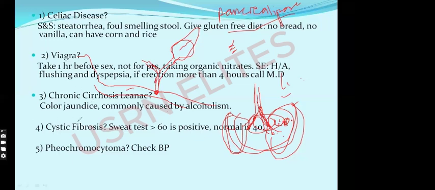All right. If not, then let's talk about pheochromocytoma.